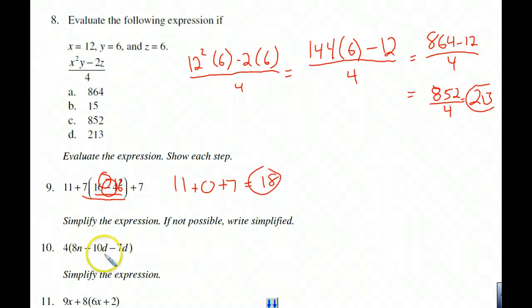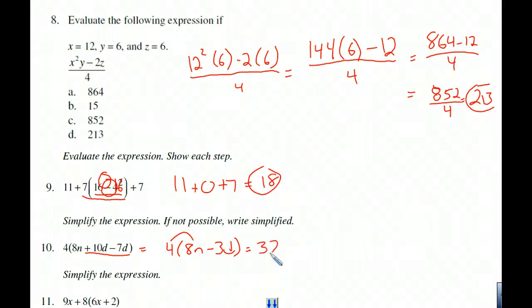Number 10. Let's see here. Inside the parentheses, looks like we have 10d minus 7d can be combined, but 8n won't because it's a different variable. So I can rewrite this as 4 times 8n, and then 10 minus 7 is 3. We have 3d. And we can go ahead and distribute as well. 4 times 8n is 32n, and 4 times negative 3d is negative 12d.